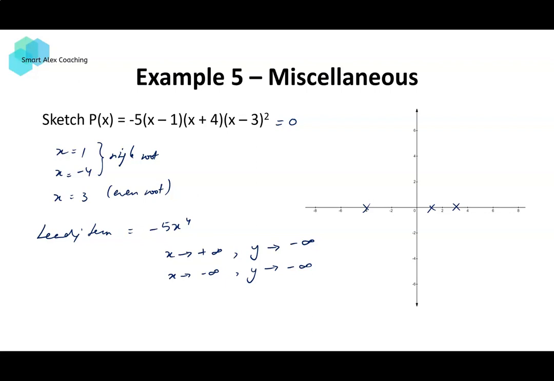Let's put all these together. I've got an even root at x equals 3, so my curve will touch at x equals 3. I've got a single root at 1 and minus 4, so I'm going to cut in both locations, and this is going to be my curve. And as you see, in both cases, when x approaches positive and negative infinity, y approaches negative infinity.